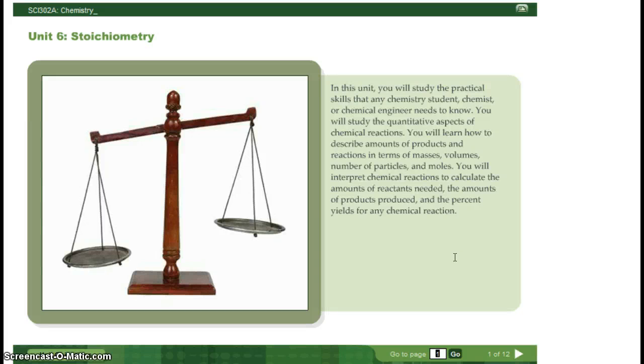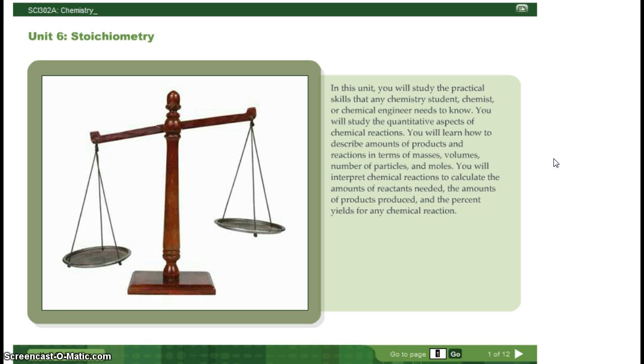Hi Chemistry, today we're going to go over 6.01 Stoichiometry and its uses. In this unit you will study the practical skills that any chemistry student, chemist, or chemical engineer needs to know. You will study the quantitative aspects of chemical reactions. Quantitative meaning how much. So we're going to look at how much stuff we start and end with to determine what's going on in the reactions.